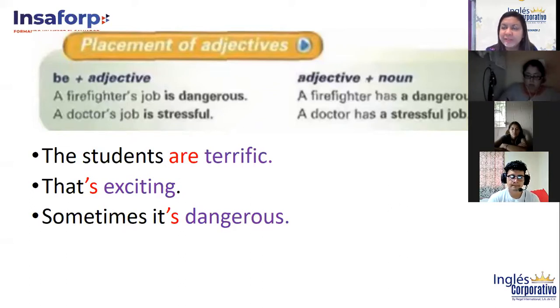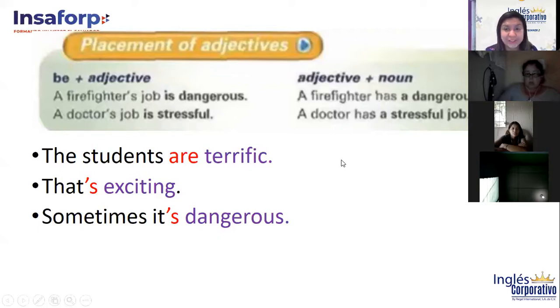You are very responsible. My students are friendly. Okay? My students are very intelligent and smart. So in that case, I'm using noun, verb to be, and adjective. Noun, verb to be, adjective.